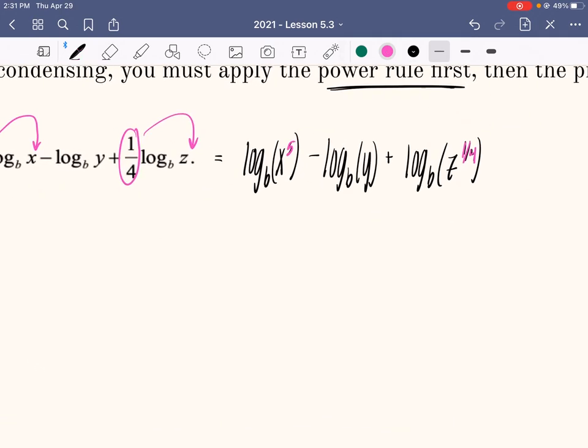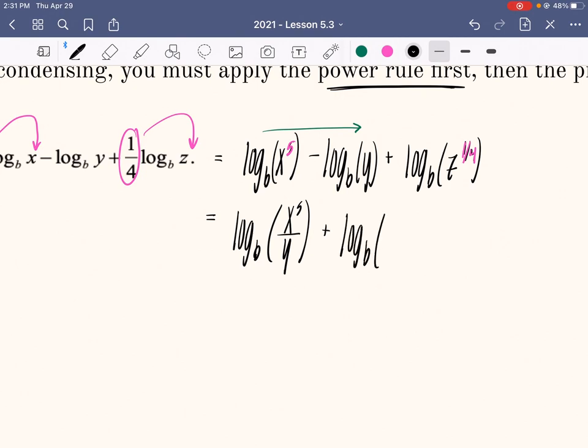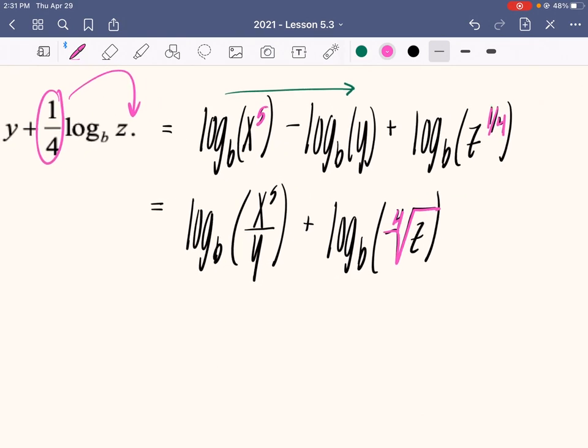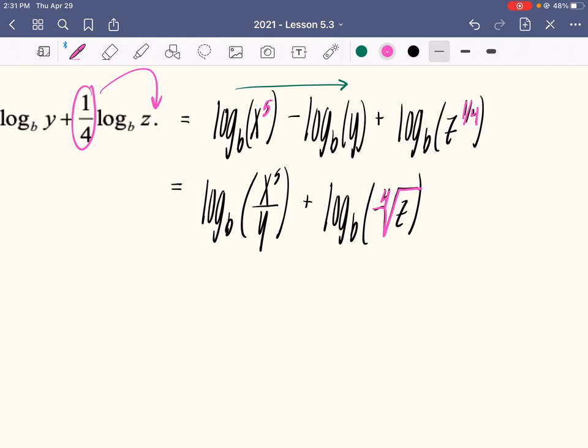Okay, so then what we can do is we can move left to right to try to combine these. So first I'm going to use quotient property here with these first two expressions. So log base b of, this now becomes x to the 5th power divided by y, all of that plus log base b of z to the power of 1/4. Now z to the power of 1/4, I'm going to rewrite this as the 4th root of z, because when we are trying to condense this, we want to make it a little bit simpler and get rid of that fractional exponent. So then to combine these, I multiply the insides using product property.